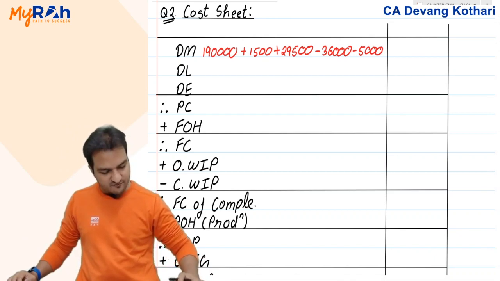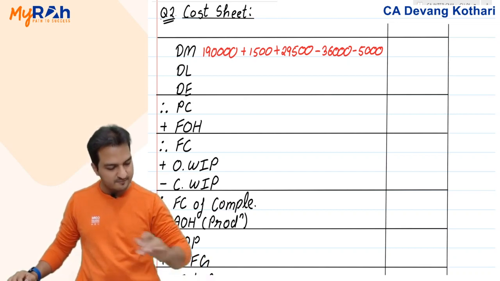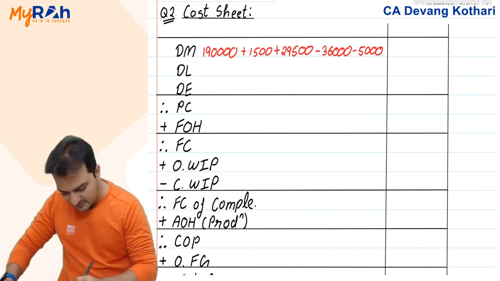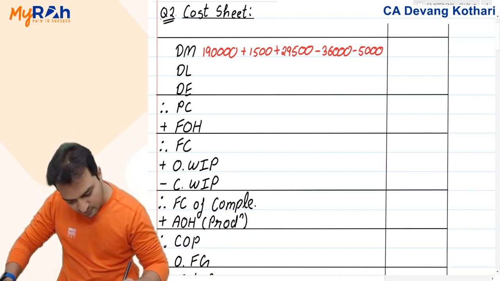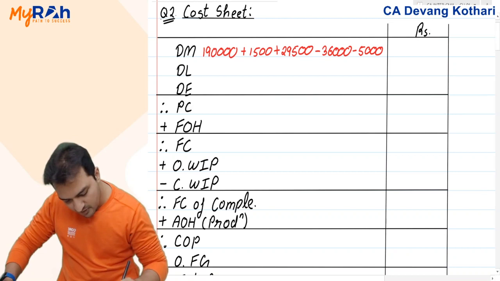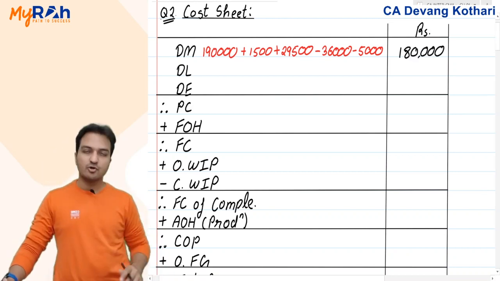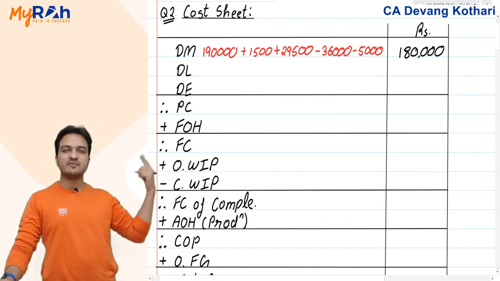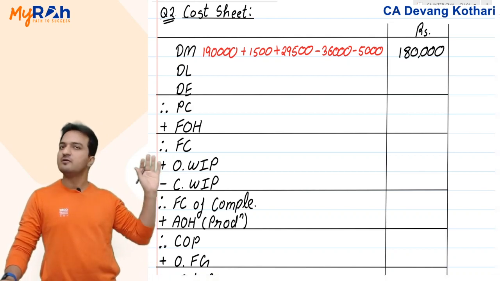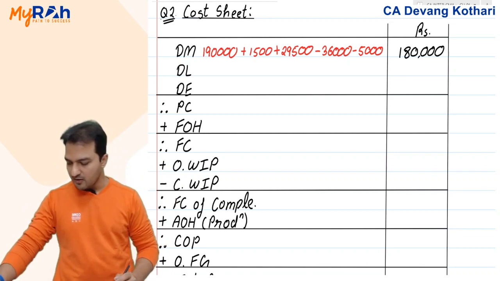1,90,000 plus 1,500 plus 29,500 minus 36,000 minus 5,000 gives you 1,80,000 as your net raw material cost. I'll put that here in my rupees column. Look, you don't need a separate working note for that. This method of calculation will be more than enough. This working will be enough for that.